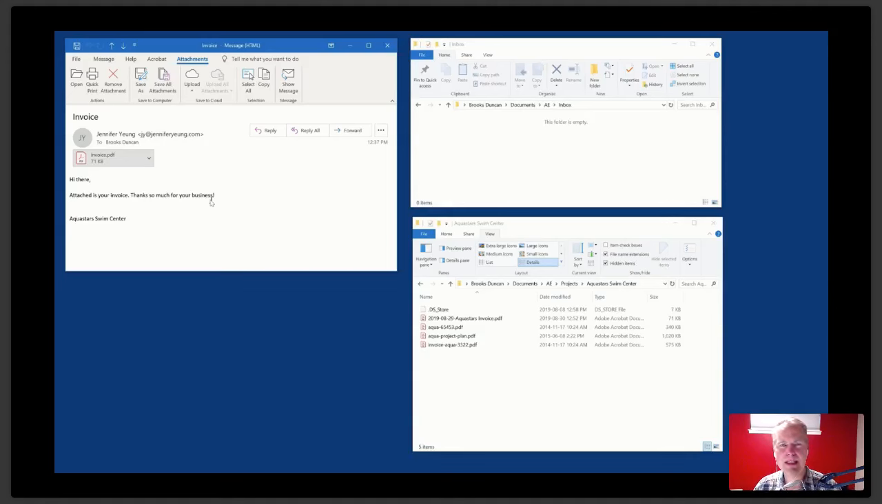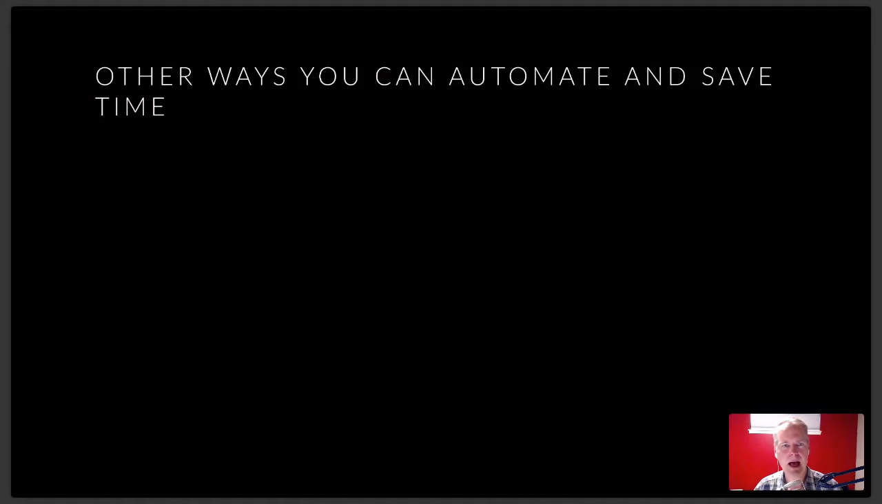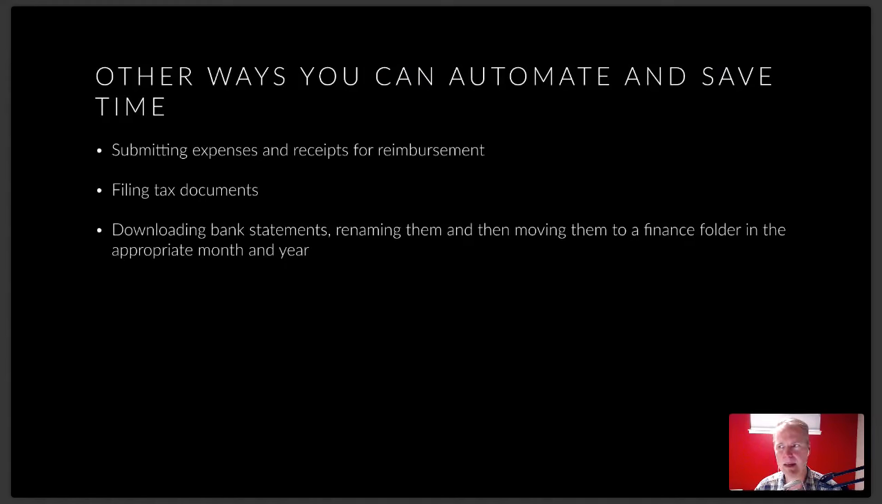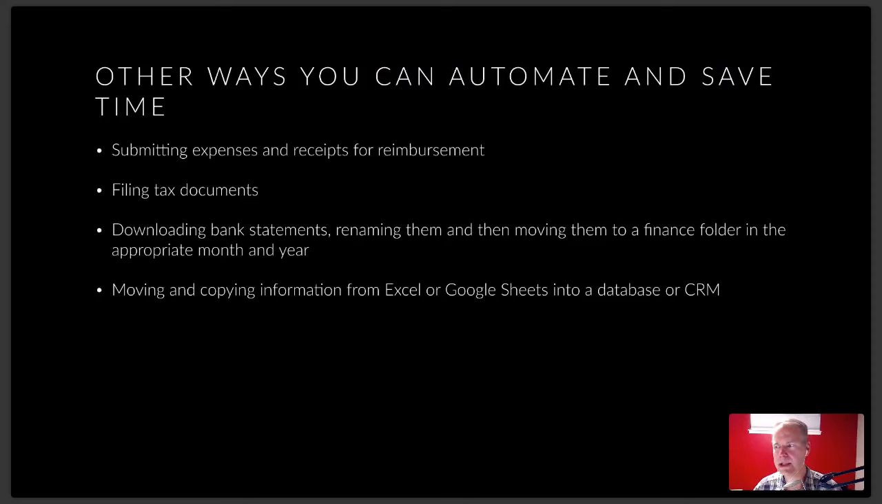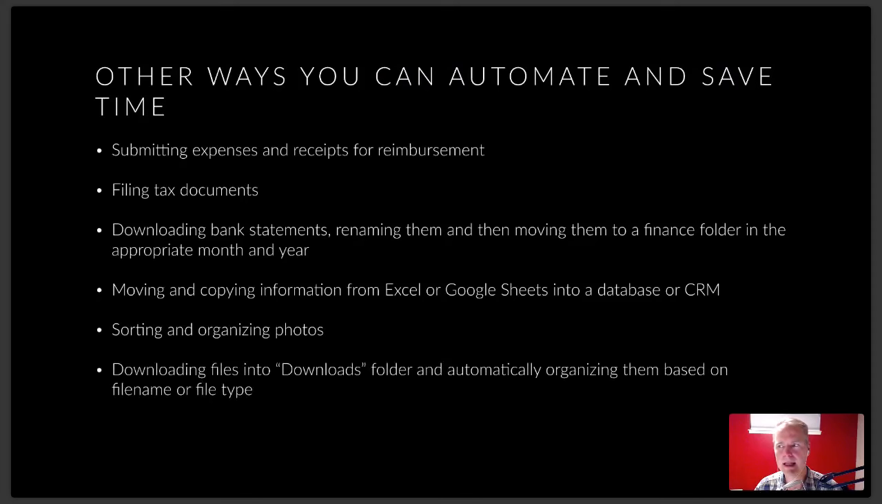And so these are two simple examples, creating invoices and saving attachments. There's lots and lots of other ways that you can automate and save time. You can submit expenses and receipts for reimbursement. You can file tax documents. You can download bank statements, rename them and file them away. You can move and copy information from Excel or Google Sheets into a database or CRM, or go the other way, take information from the web and put it in a Google Sheet. You can sort and organize photos. You can clean up your downloads folder by downloading files into downloads and automatically organizing them. You can automate email quickly. Lots and lots of different things you can do.